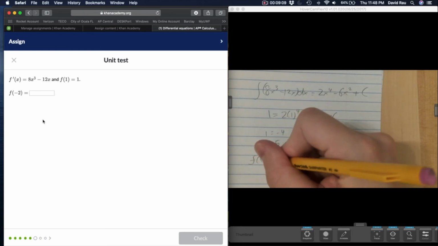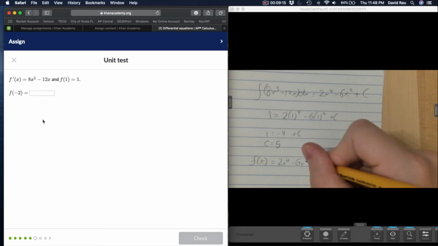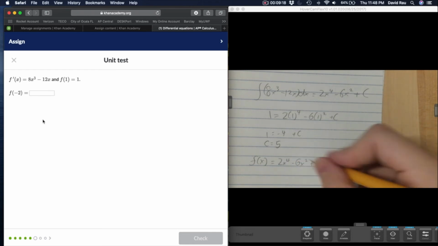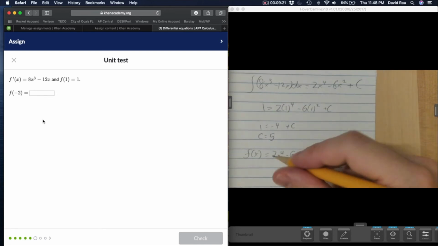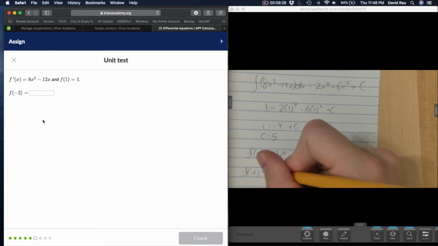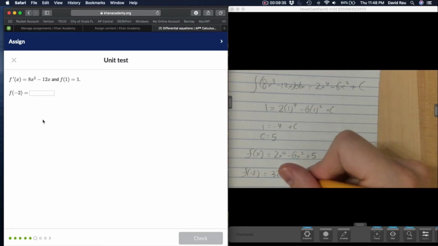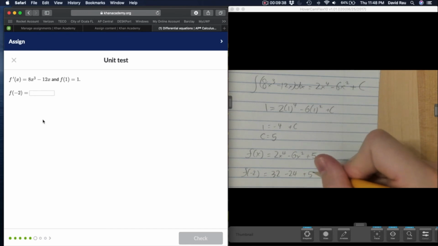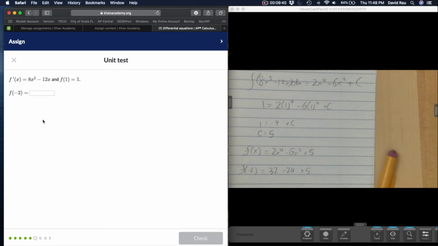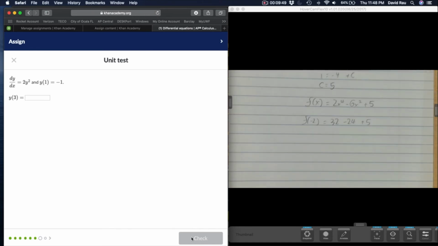Okay, so let's update our equation. We now know f of x is 2x to the 4th minus 6x squared plus 5. We now know what c is. And now they want to know what f of negative 2 is. So now I'm going to plug in negative 2. Negative 2 to the 4th is going to be positive 16, so times another 2 would be 32. Negative 2 squared would be positive 4, so this would be negative 24. And then plus 5, so that's going to be 8 plus 5, so f of negative 2 is 13. I went pretty fast through this. Whew. All right, next.